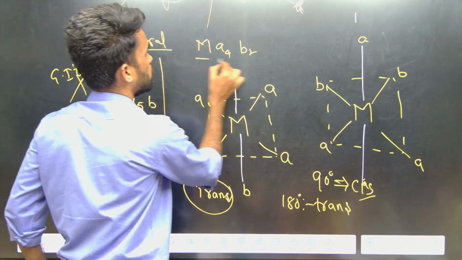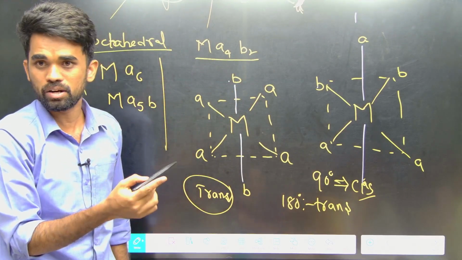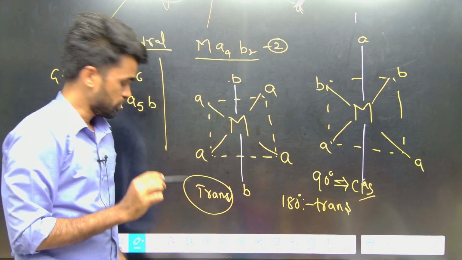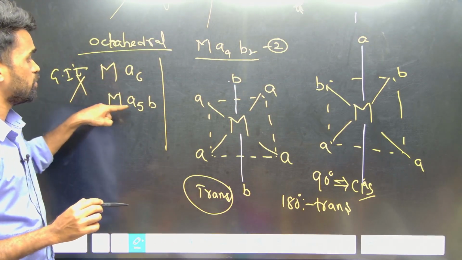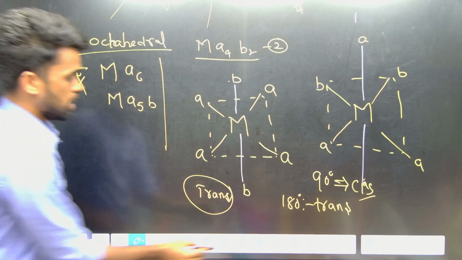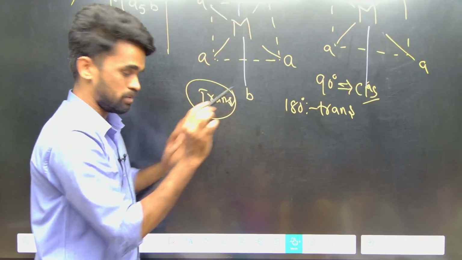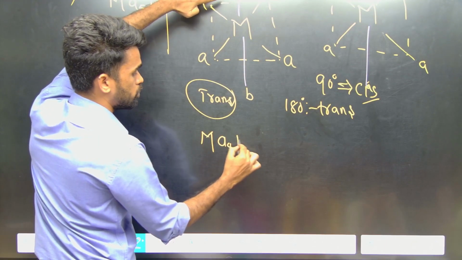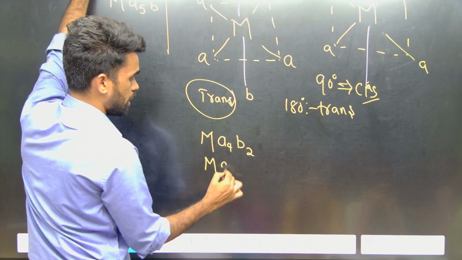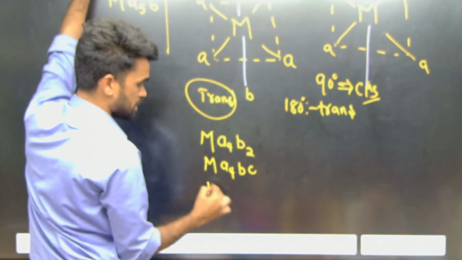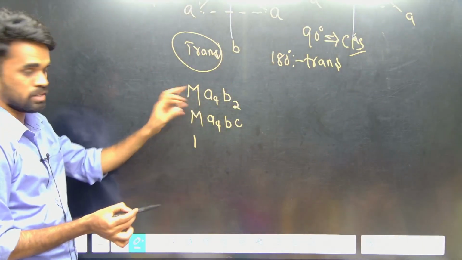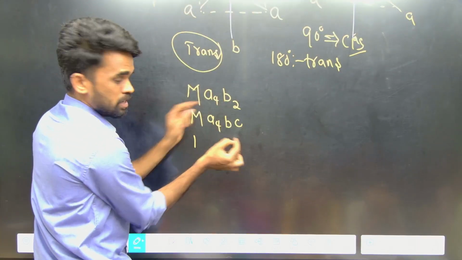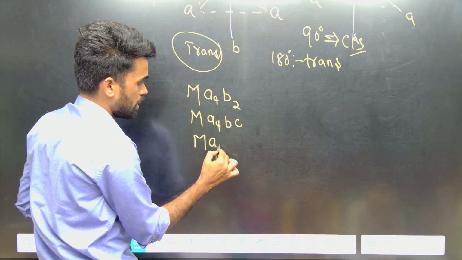So for MA2B2 type, geometrical isomerism is possible or not? Possible. How many are we getting? 2. Like this we need to identify. Okay. So for MA6, MA5B, is it possible? No. Like this I will give you a table, just remember the table. Next, what is the first possibility I have given? A4B2. Next, MA4BC. Next, see what I am doing, just observe here. First what I wrote? A4B2. Next I changed this as BC. Next what I am doing is MA3B3.